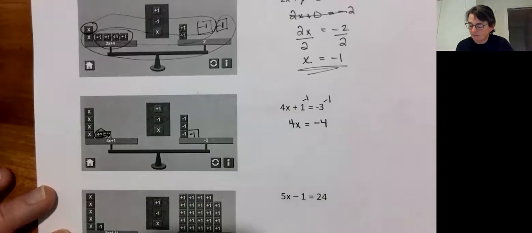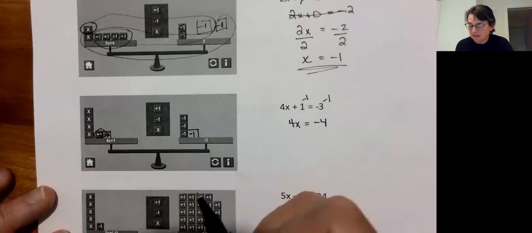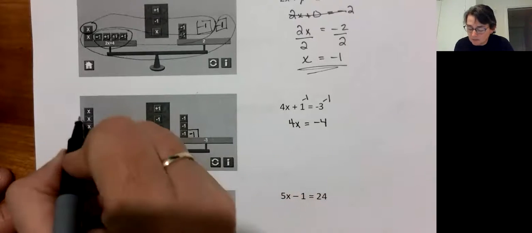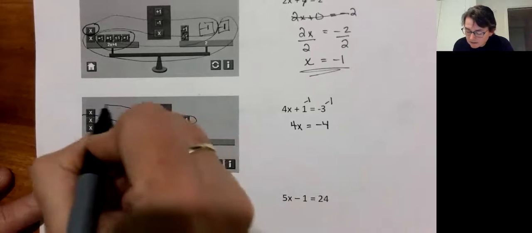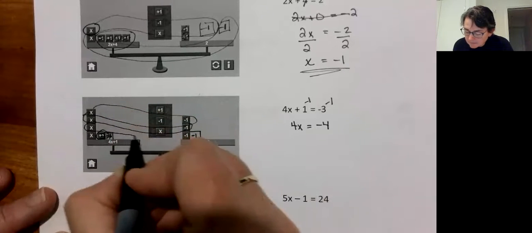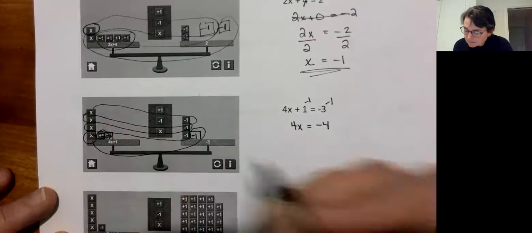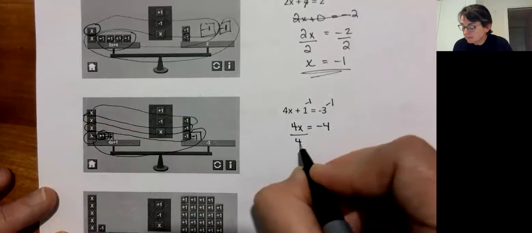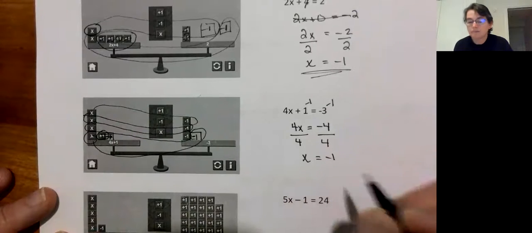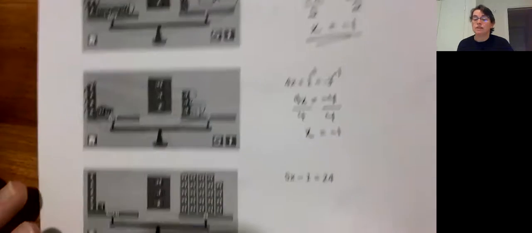So now we've got 4 x's and 4 negative 1s. Well, to divide that out, it's easy. Each x is equal to a negative 1. It's much easier. Cool. I think so. Pretty sweet.